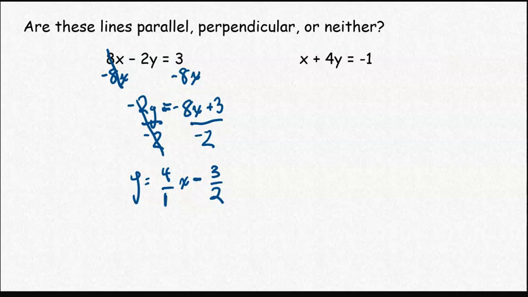Okay, I'm going to subtract x to both sides here. In this case, there's no number in front. Remember, that's a 1x. I'm going to subtract that x to both sides.